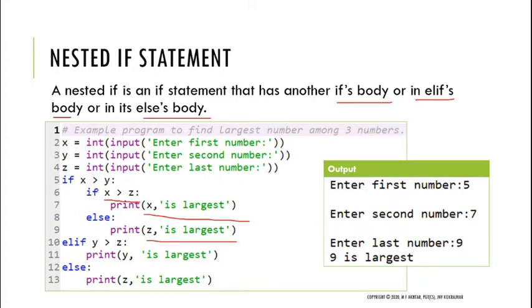If the first condition is false, then it again checks whether y is greater than z. If it is true, then y is the largest, otherwise z is the largest. These are the conditions. Now the output: see here we have put three numbers, 5, 7, and 9, and what happened? It displays that 9 is the largest number.